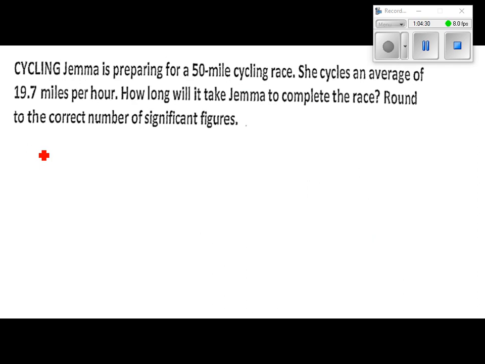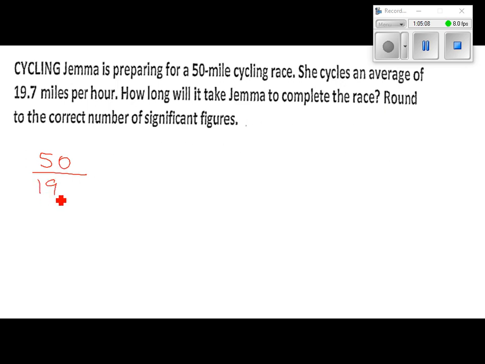Next one, cycling. Gemma is preparing for a 50-mile cycling race. She cycles an average of 19.7 miles per hour. How long will it take Gemma to complete the race? Round to the correct number of significant figures. How are we going to figure out how long it's going to take her? Take 50 miles and divide it by 19.7.